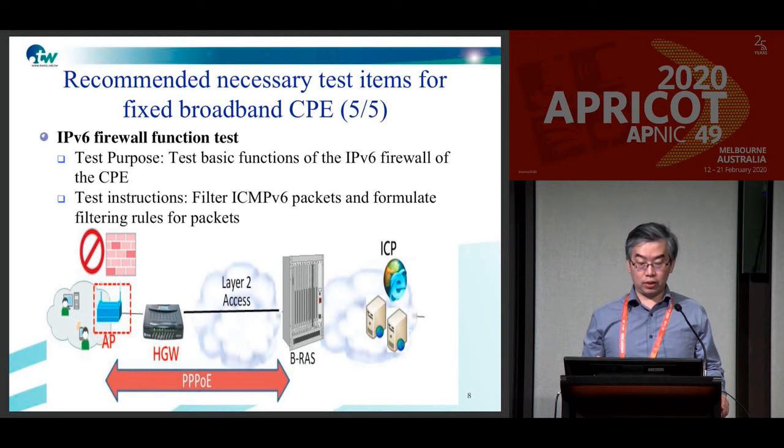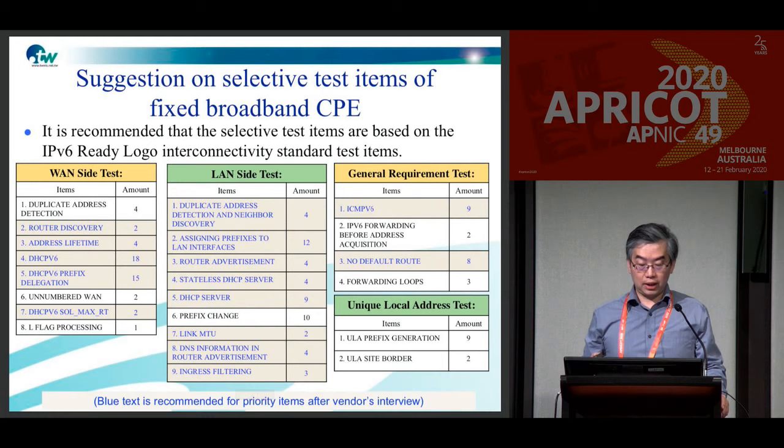Besides the necessary test items, we have some suggestions on the selective test items. It is recommended that the selected test items be based on the IPv6 Ready Logo interoperability standard test items. Blue text is recommended for priority test after we interviewed the vendors. We have some conclusions in the blue text.